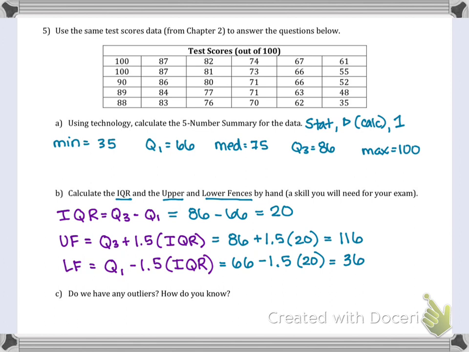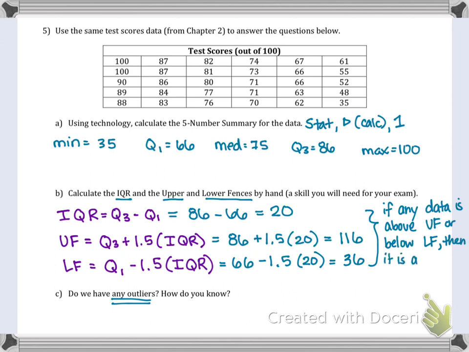And now our question always follows from calculating an upper and lower fence, which your book may refer to as an upper and lower boundary. And that question is, do we have any outliers? So I'm actually going to go up here and answer that next to where we calculated the fences. If any data is above the upper fence or below the lower fence, then it is an outlier.